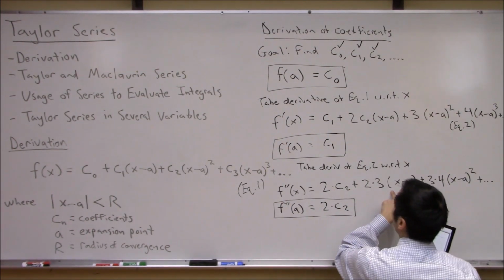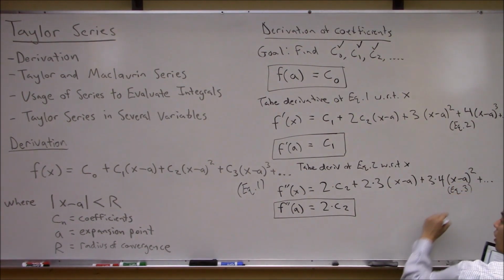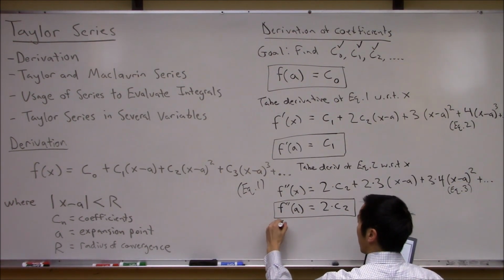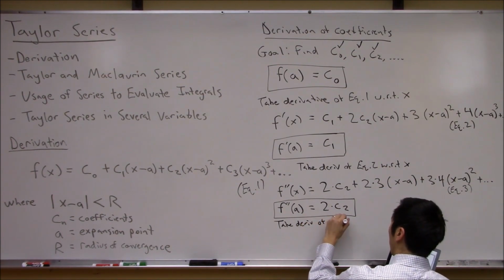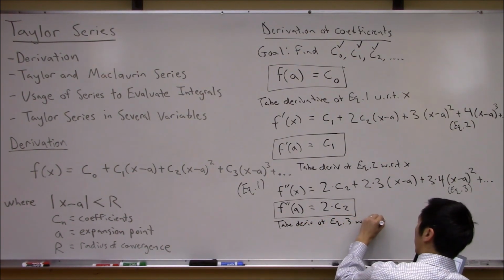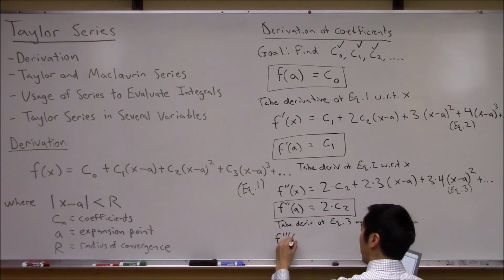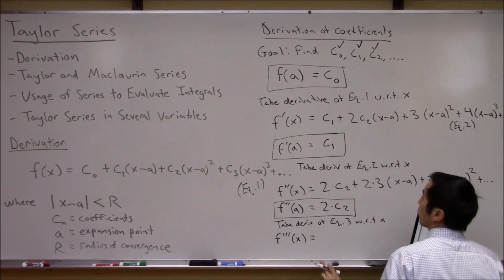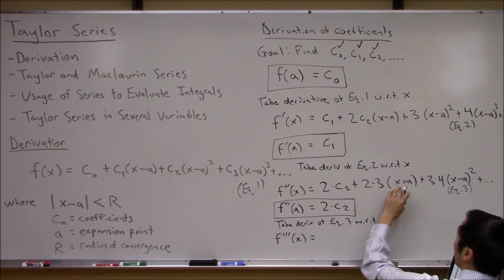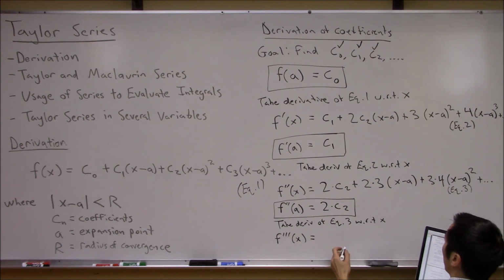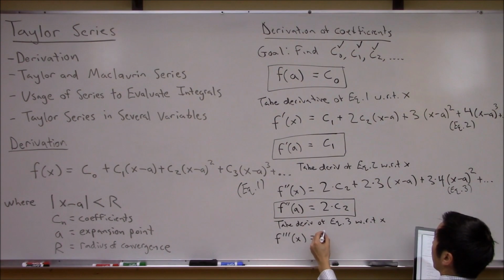So let's go ahead again. We'll label this here as equation 3. We're going to do the same thing. Take the derivative of equation 3 with respect to x. So now I'm looking at f triple prime of x. I have to take the derivative of this thing here. Again, this gets knocked out. This becomes 2 times 3 times C3. This is 2.